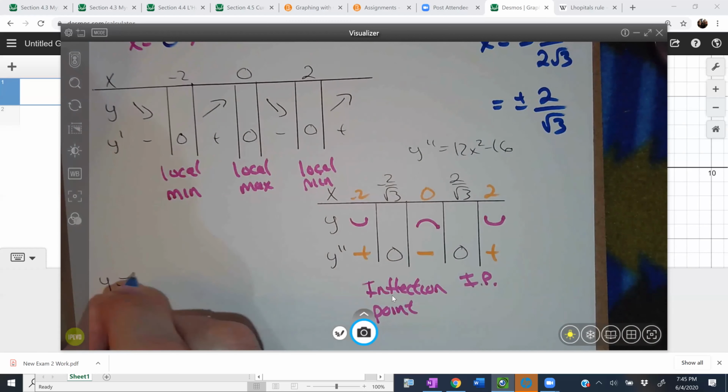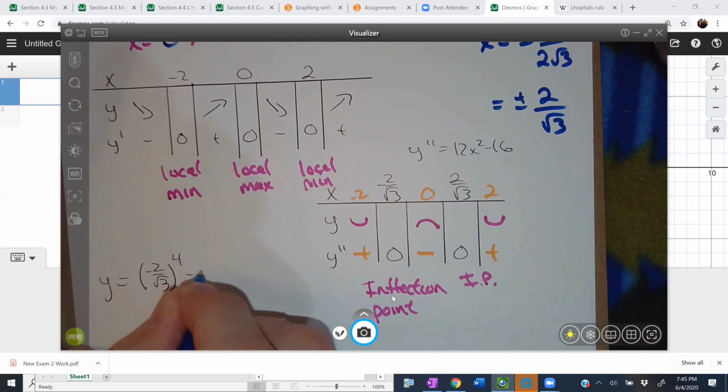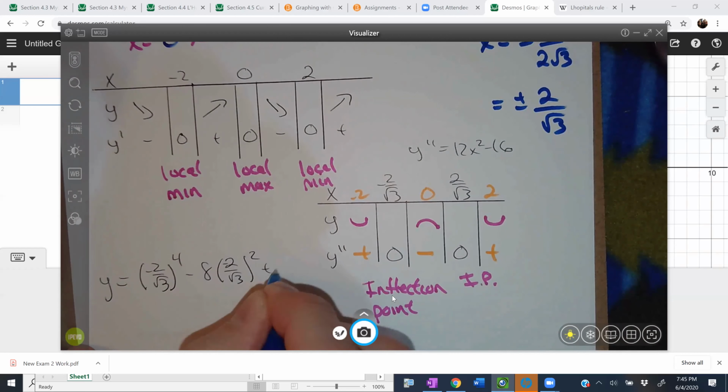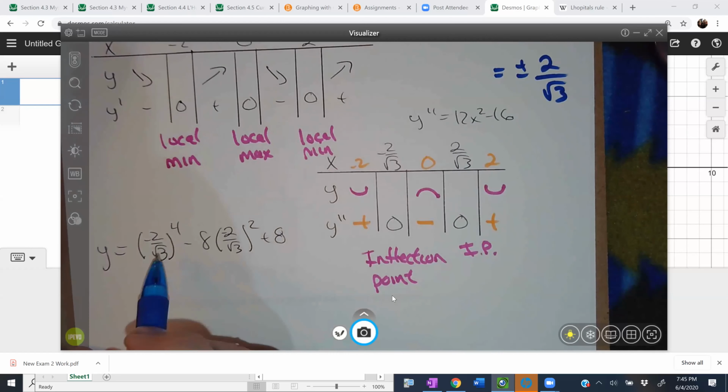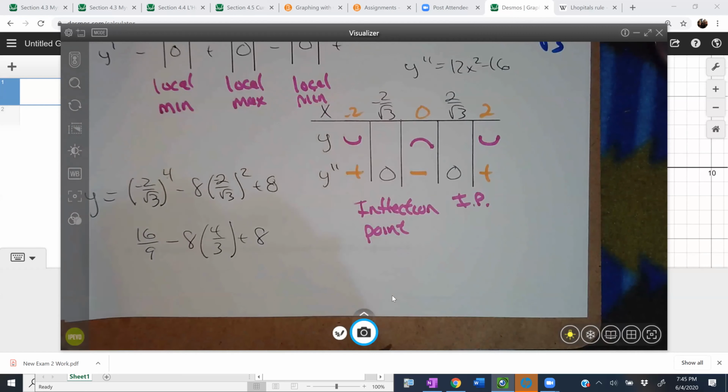That'd be y equals -2 over the square root of 3 to the 4th power minus 8 times -2 over square root of 3 squared plus 8. So that's going to be 16 over 9 minus 8 times 4 over 3 plus 8. And let's just let our calculator do the work from here.